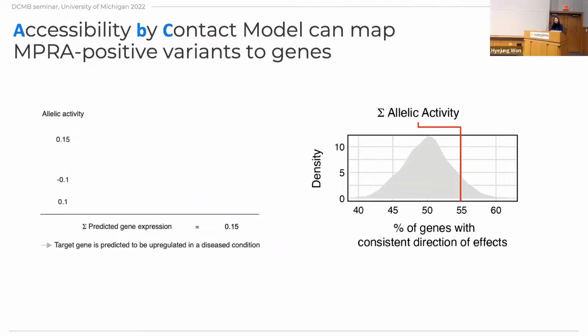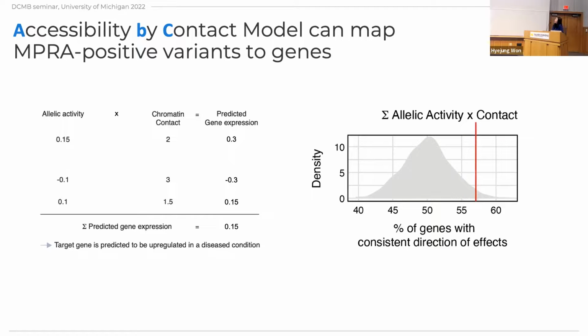So we first wanted to see how this model acts when we are only counting MPRA-level activity. So if we are only testing allelic regulatory activity, what is the predictive power? And we found that when we were just summing up the allelic activity that was measured by MPRA, roughly 55% of the genes seem to have a consistent direction of effects with postmortem expression data. When we put chromatin contact information on top of that, we found that the predictability grew a little bit, so that we now have roughly 57% of the genes with a consistent direction of effects.